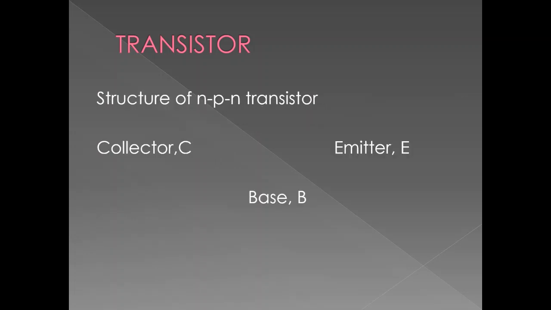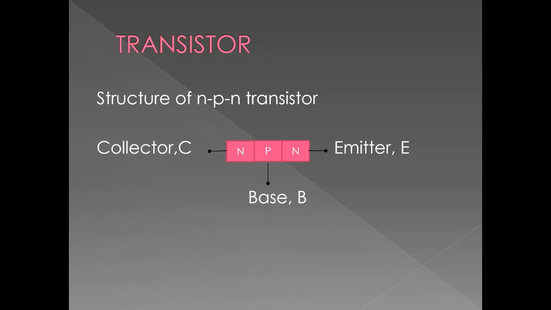So the structure of the NPN transistor. Take a look at this structure. The N-type semiconductor and the P-type semiconductor are joined together in order to make a transistor. For the NPN transistor, the P-type semiconductor is put in the middle of the N-type semiconductor. Together they form what's called the NPN transistor.